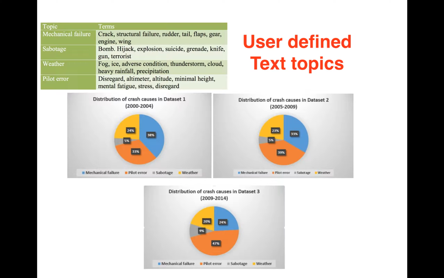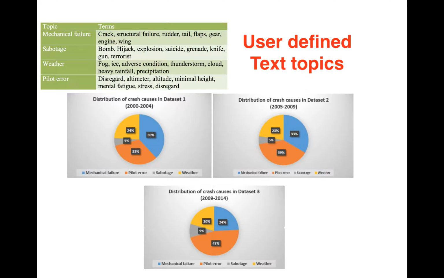Closely followed by pilot error, which is 33%. In dataset 2, in the right corner, the highest percentage of errors are due to pilot error, which is closely followed by mechanical failure. In the third dataset, in the bottom, the highest percentage of errors are due to pilot error. Now, mechanical failures have significantly decreased.